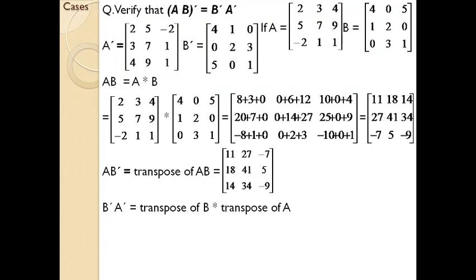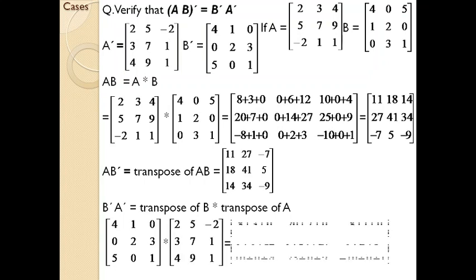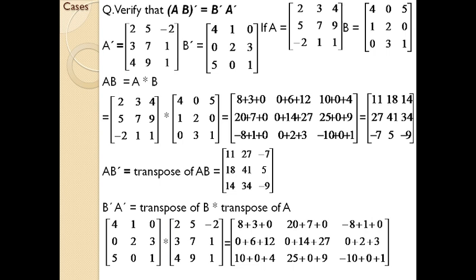So you have to multiply transpose of B into transpose of A, and transpose of B is this matrix. So you have to multiply that matrix with transpose of A. Transpose of A is also computed, this one. So you will get another matrix, that is this one.